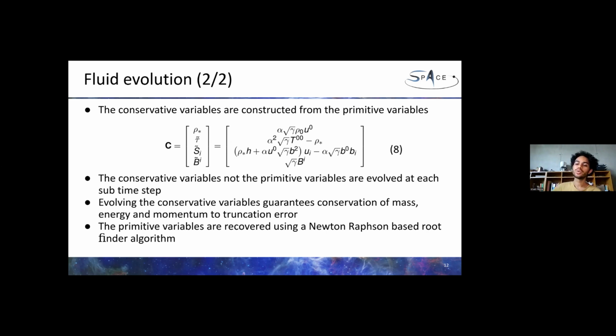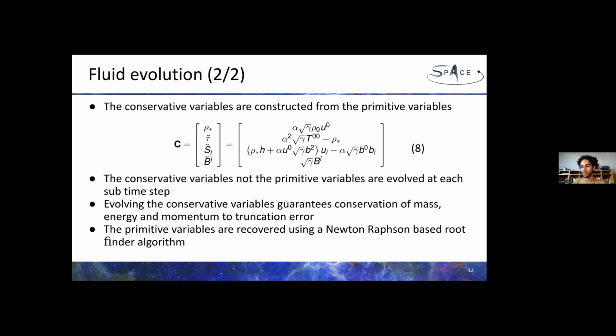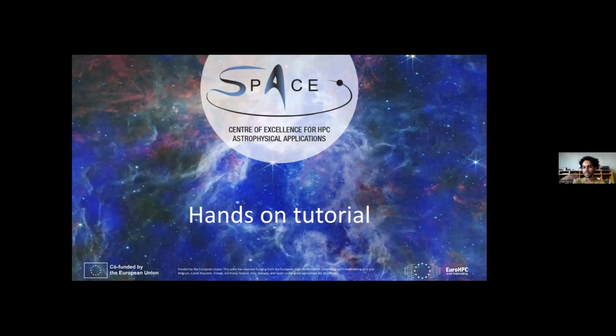And we need to do this so that we recover the primitive variables so that we can calculate the new evolved stress energy tensor, so we can put that into the space-time evolution equation so that we can then evolve forward in time our space-time variables as well. And so that's kind of the generic theoretical background, and now I want to do a small hands-on tutorial.